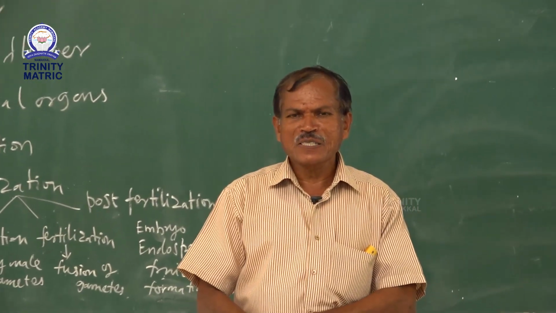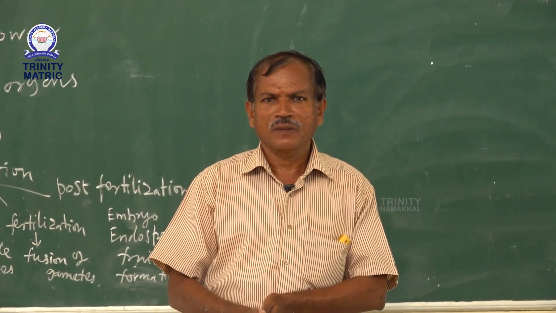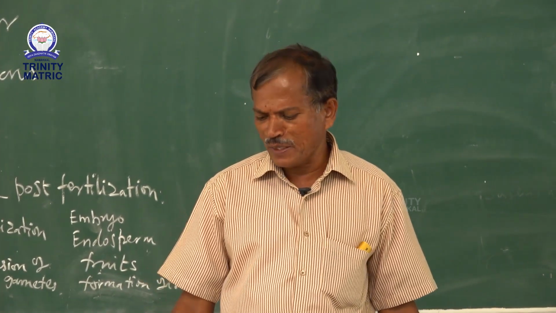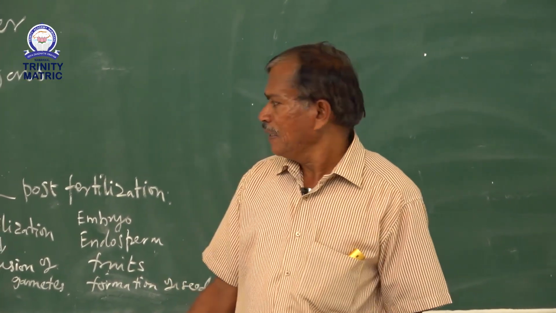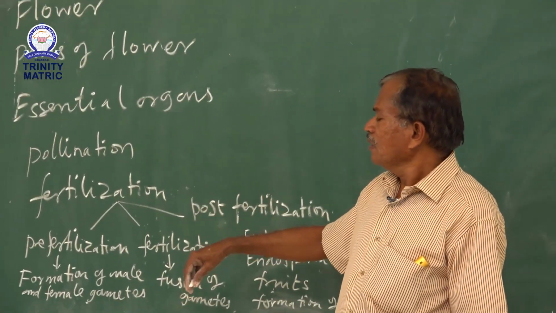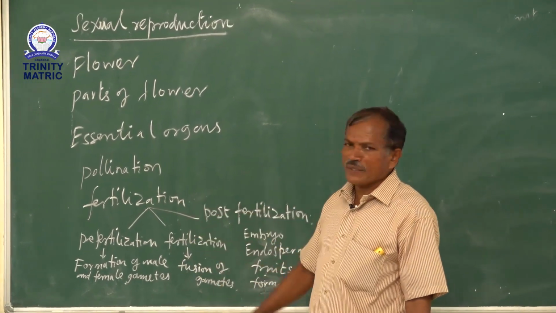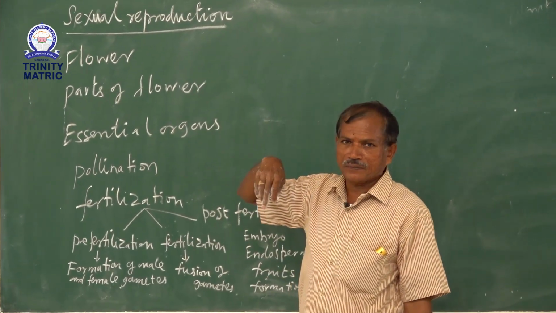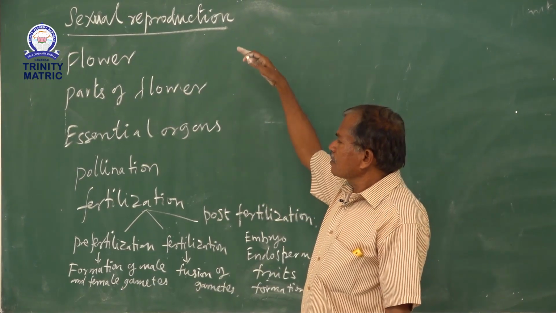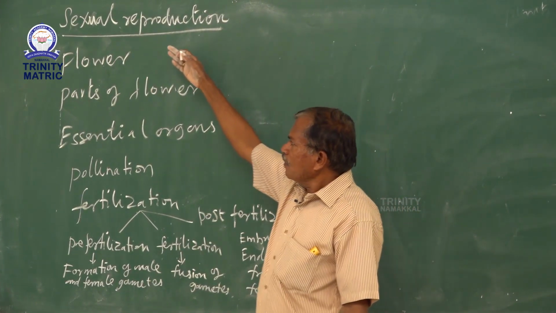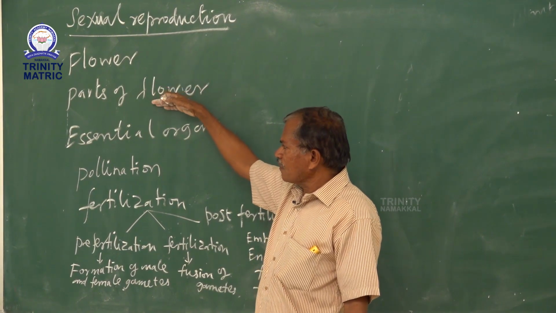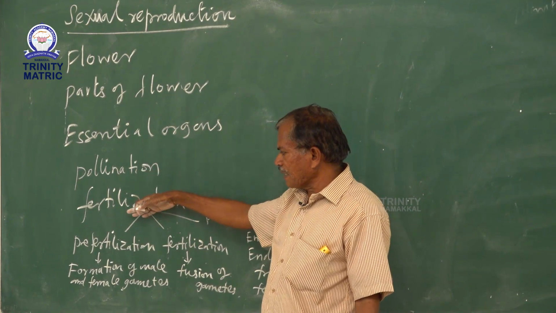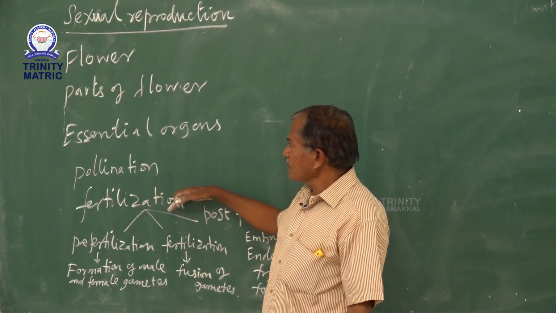The next topic is sexual reproduction. The fusion of male and female gametes is called fertilization. The organisms involved in this are said to reproduce sexually. This sexual reproduction involves what a flower is, the parts of a flower, the essential organs, what pollination is, and what fertilization is. We will see this in this chapter.